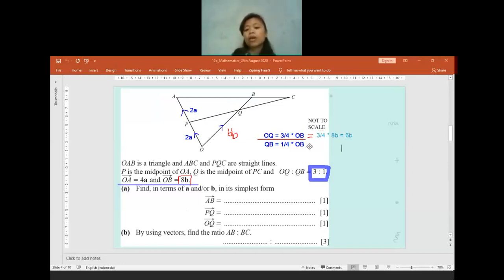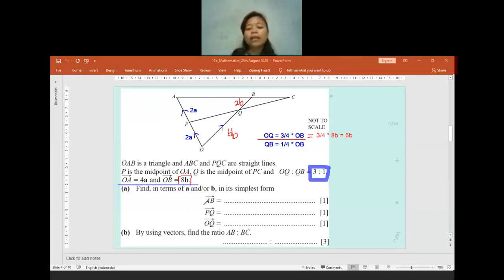Is there anyone who is still confused? Is there anyone? No? Okay, so now what vector is vector QB? QB. It will be 2b. Is there anyone who gets confused? Why is it 2b? It will be 1/4 times 8b. The answer will be 2b.